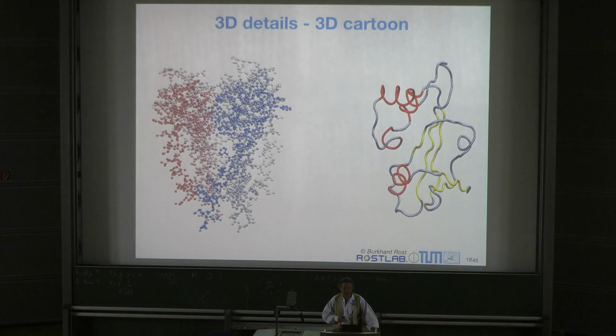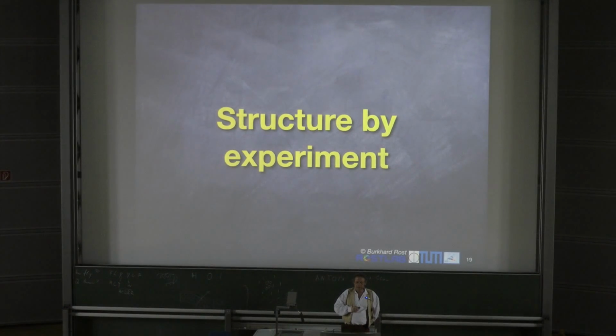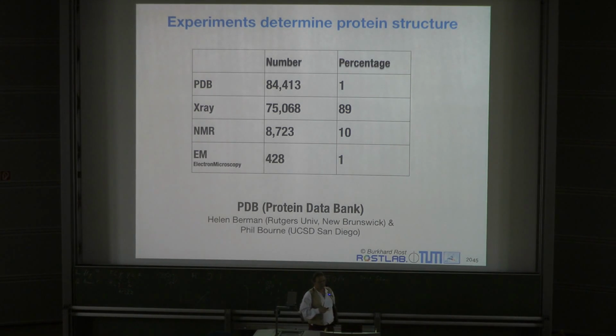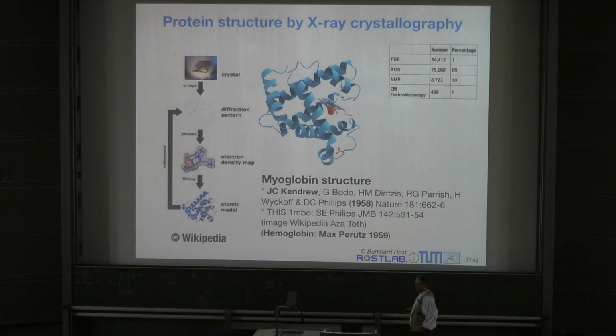Let's talk about how we get to 3D structures. The one aspect again is that there are structures on different levels of detail. On the left what you see is a cartoon that highlights the secondary structure, helices in red, strands in yellow. By experimental structure determination, in terms of numbers, and this is not the latest version, I actually don't have a date on here, most of the PDB structures then, 84,000, came from X-ray crystallography.